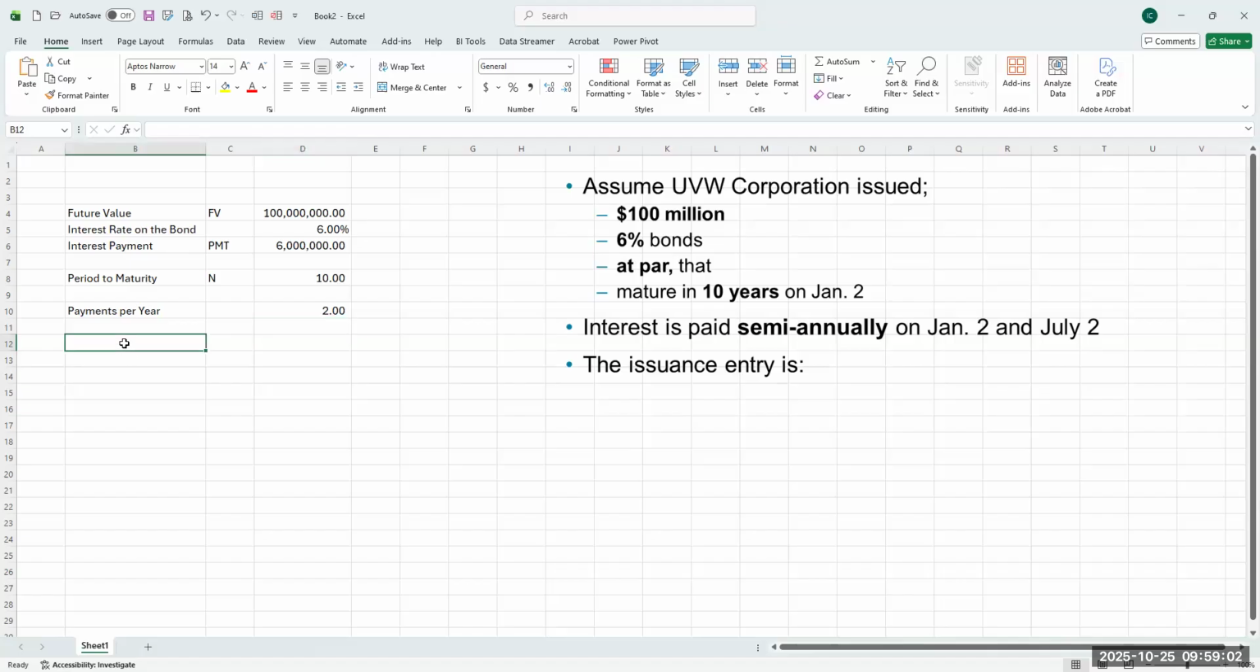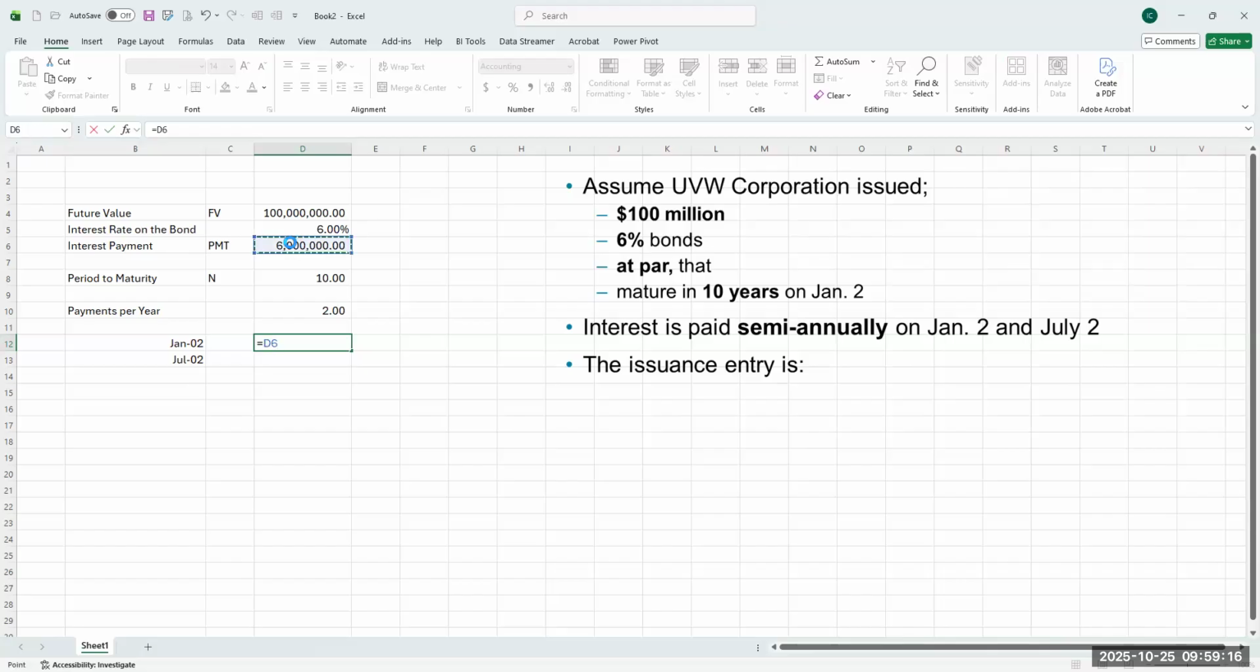So on January 2nd and on July 2nd, we have to pay this amount divided by 2. 3 million on January 2nd, and that will be another 3 million on July 2nd.